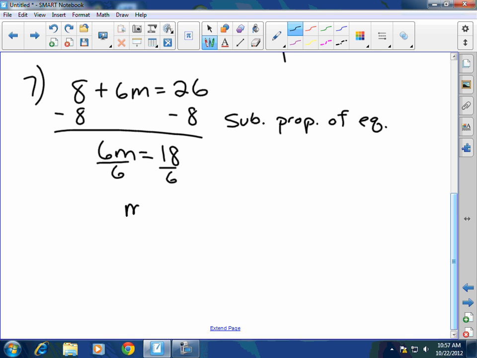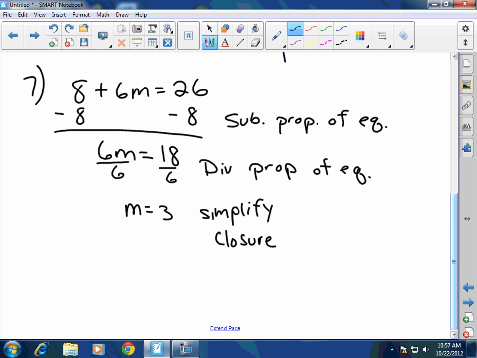Divide by 6, m equals 3. Dividing by 6 is the division property of equality. And then this could be simplify or closure. Whoever says subtraction is wrong. There's nothing being subtracted. I don't even understand where the subtraction property would come from. I don't know who said that out there in the class, but please focus. There is no subtraction here at this point.